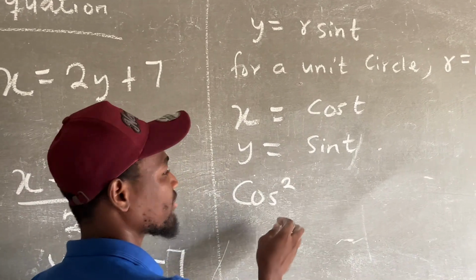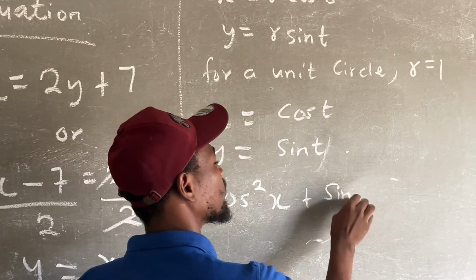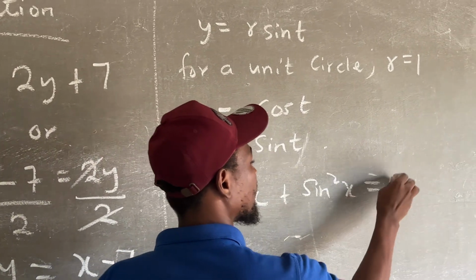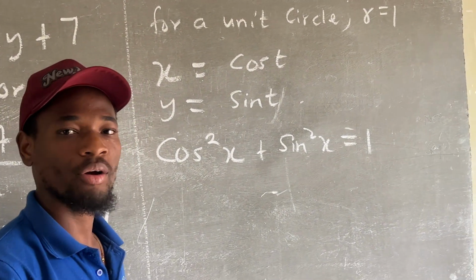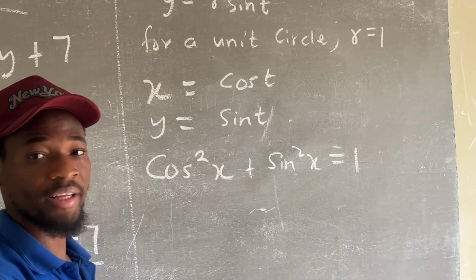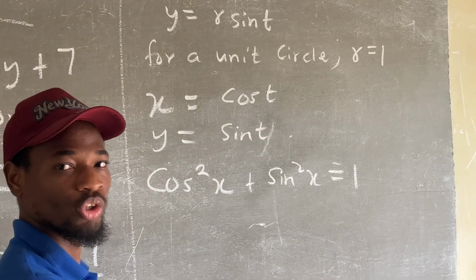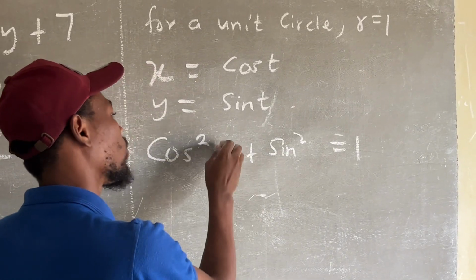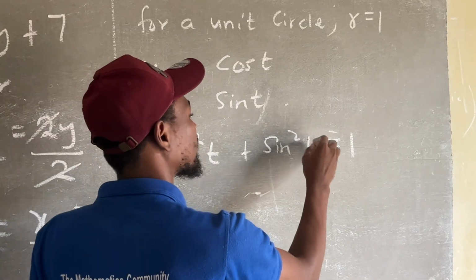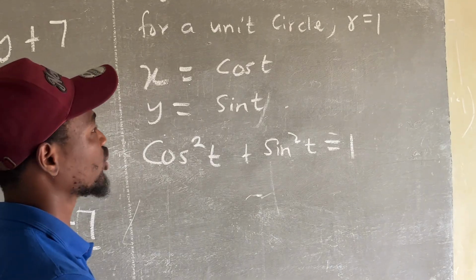Remember from our basic trigonometry, the Pythagorean identities, we said that cos squared x plus sine squared x gives you 1. We already know this. Now remember, we are doing parametric, so our function should be expressed in terms of t, not x. As a result, I will change the x to t. So now, let us do our substitution.